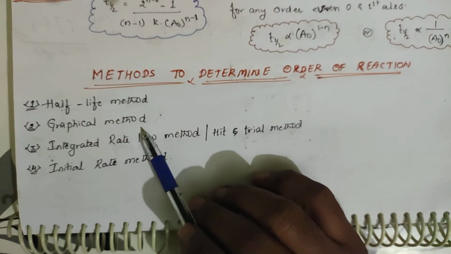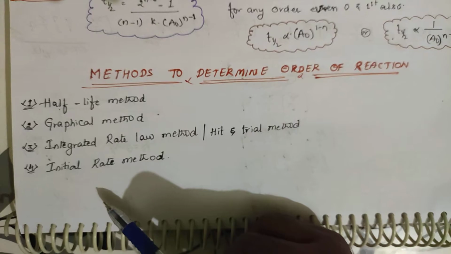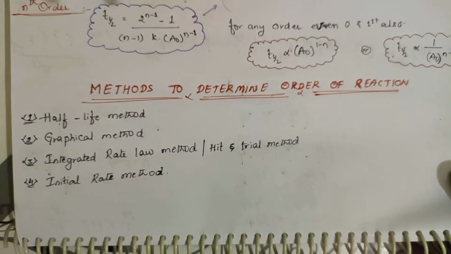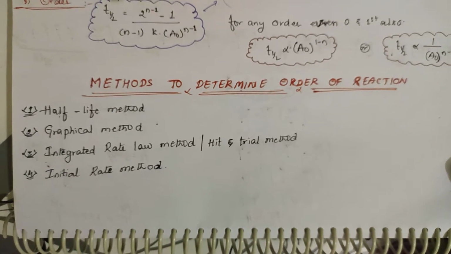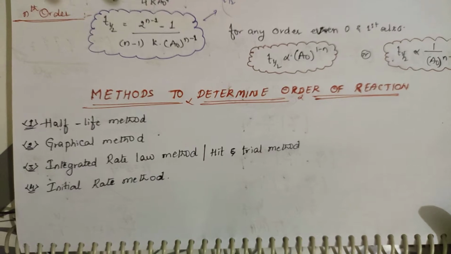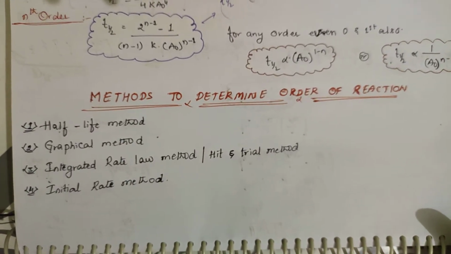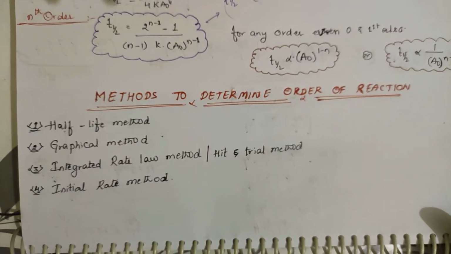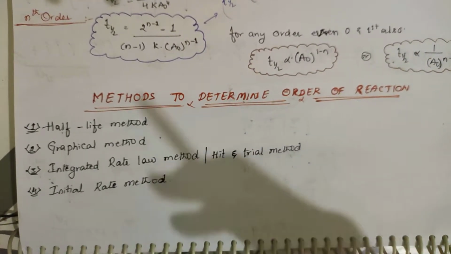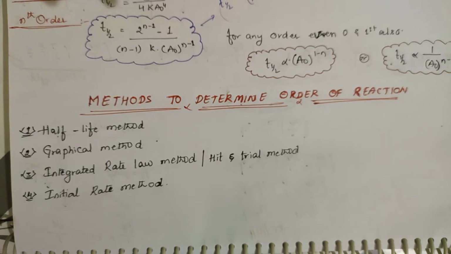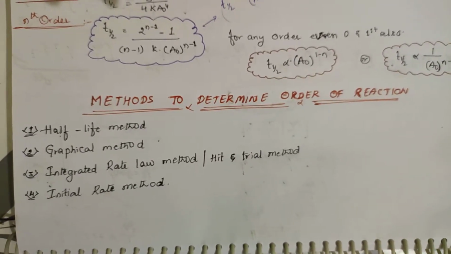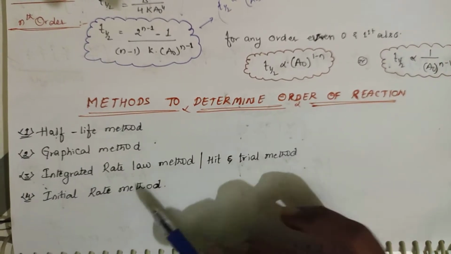One is the graphical method. By using graphs, they will represent the graph and ask to find out the order of the reaction. One more is the integrated rate law method, or hit and trial method. Hit and trial method means we take some two common terms and calculate the k value by using the zero order integrated equation. If the k value is the same, then you come to the conclusion that it is zero order. If not, go for the first order. If not, go for the second order. That is called the hit and trial method or integrated rate law method.